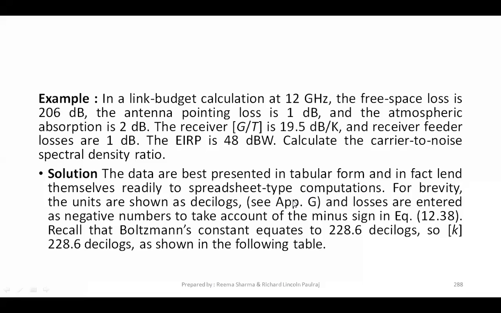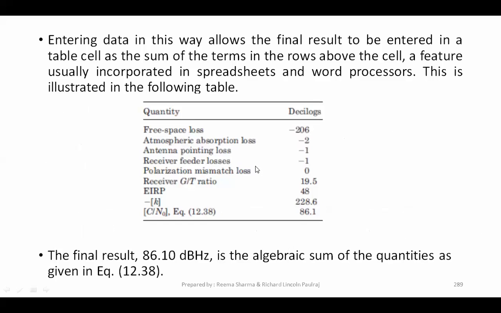So what we have done is we have just taken all the values and put them in the form of a tabulation. That makes our job still simpler. And losses are entered as negative numbers, to take account of the minus sign. Then the Boltzmann constant, if we equate it to the decilog form, becomes 228.6. Now we will see this tabulation, and you can understand which losses were mentioned.